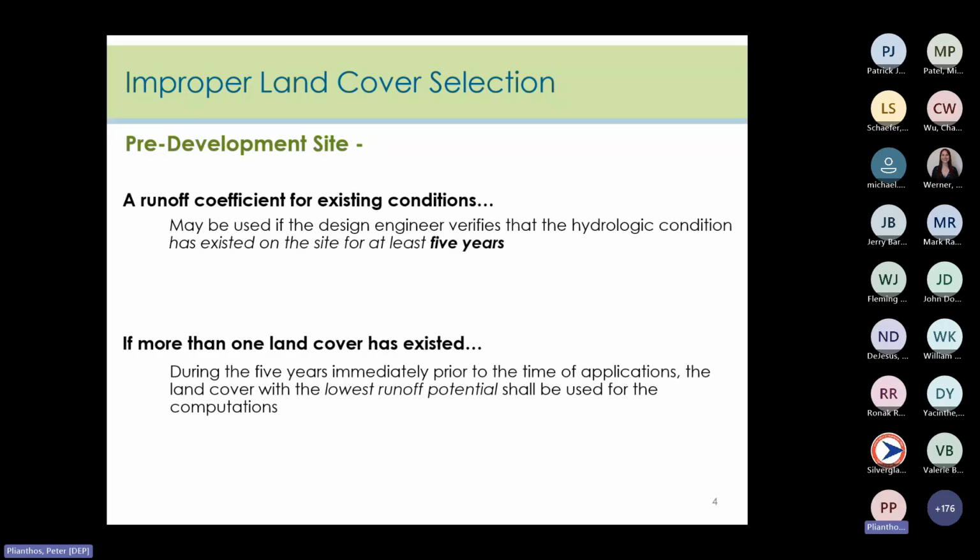As the Stormwater Management Rules state, a runoff coefficient for existing conditions may be used if the design engineer verifies that the hydrologic condition has existed on the site for at least 5 years. And if more than one land cover has existed during the 5 years immediately prior to the time of application, the land cover with the lowest runoff potential shall be used for the computations.